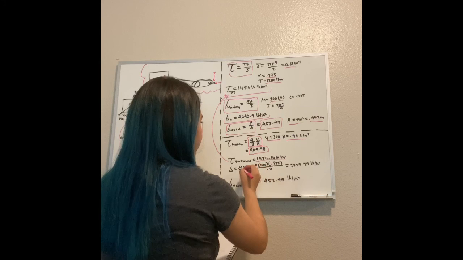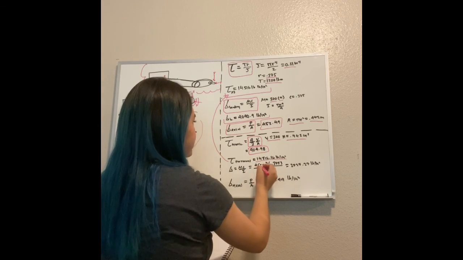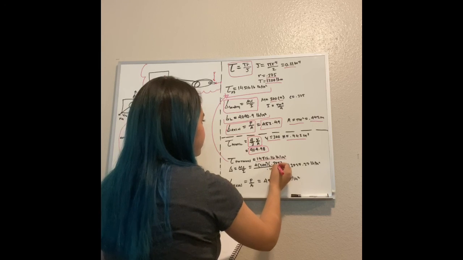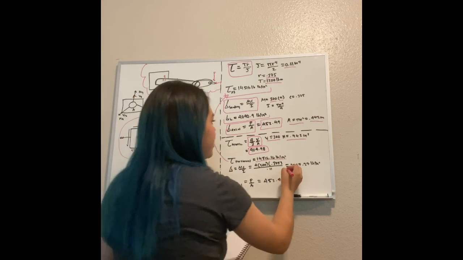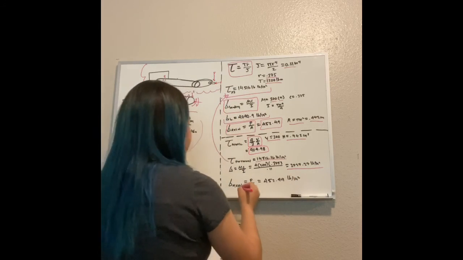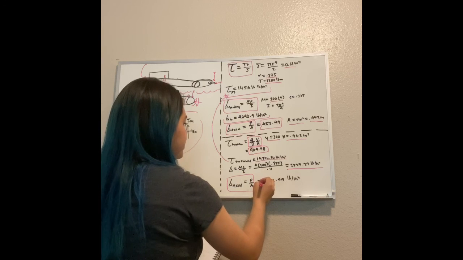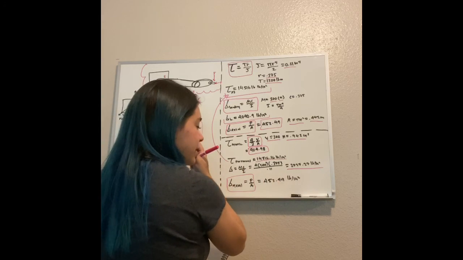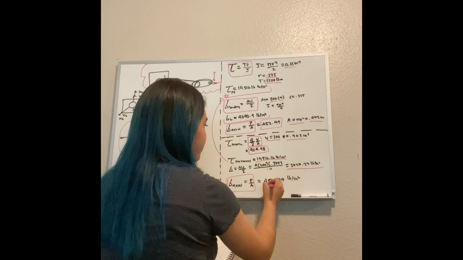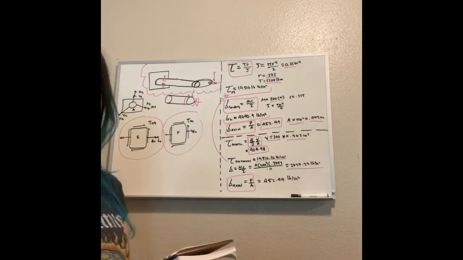We're going to do MC over I. So that's going to be 4 times 200 times 375 over 0.11, which is going to give us the answer of 2727.27. And then we also have an axial load, which is going to be P over A, which is going to be 452.49 pounds per inch squared.